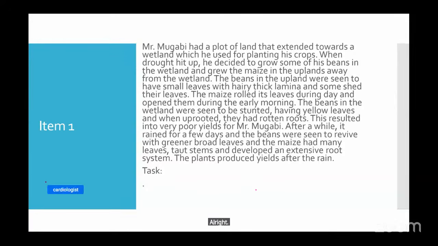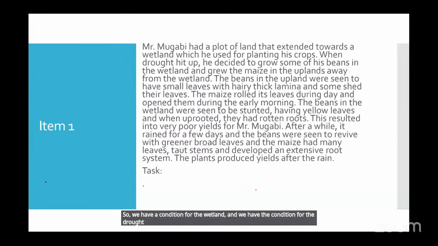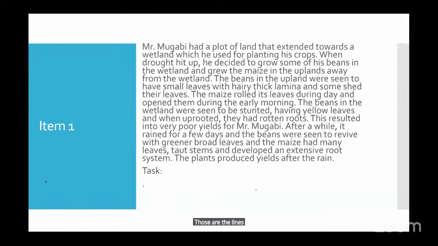So I was saying that we have to pay attention to two conditions: we have the condition for the wetland and we have the condition for the drought. In whatever we have to think through, those are the lines we need to think through for the conditions that will influence the plant processes we expect to encounter here.